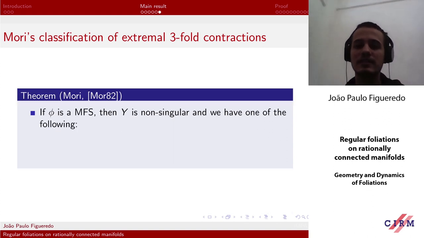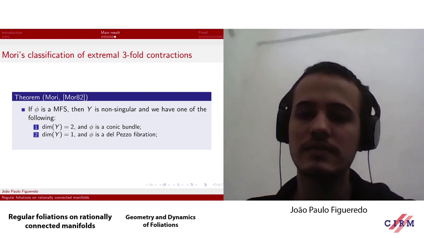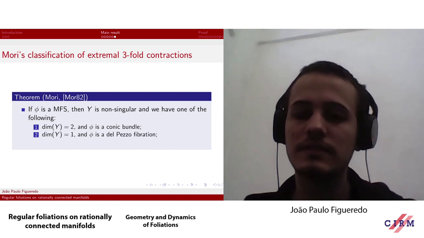And now the case of Mori fiber space. So there are three cases. If phi is a Mori fiber space, Y is non-singular, and there are three cases, either the dimension of Y is 2, 1, or 0. If the dimension of Y is 2, phi is a conic bundle. Fibers are conics, which can be singular.